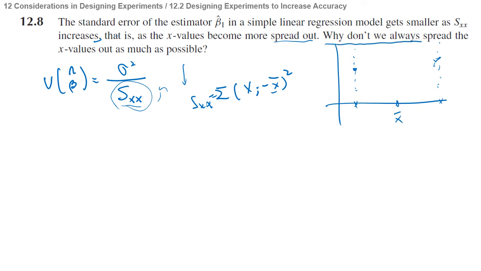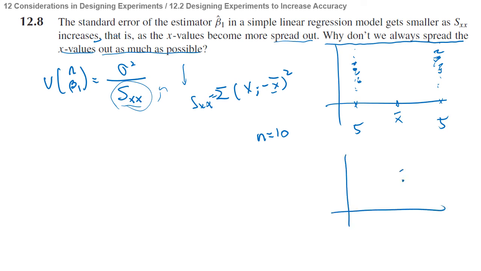But why don't we always spread the x values out as much as possible? One experiment is if we have n equals 10, then probably we will put 5 here and 5 here. Then probably we would minimize the variance of beta 1 hat. However, we don't do that. Previously in the example we put 2 here and maybe 4 here and 4 here. Why do we do that? Why do we need a point here? That's the question of this problem.